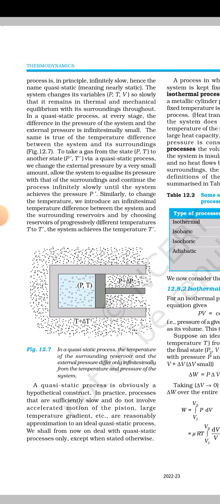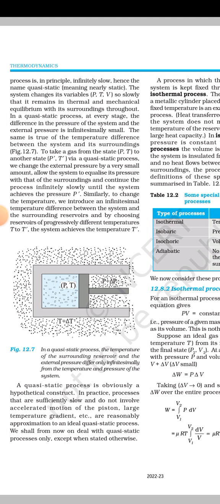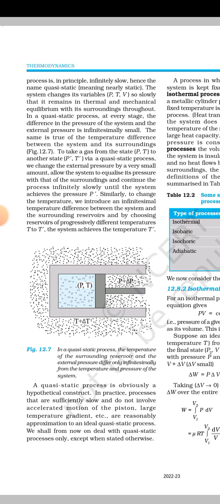To take a gas from the state P, T to another state P dash, T dash via a quasi-static process, we change the external pressure by a very small amount, allow the system to equalize its pressure with that of the surrounding, and continue the process infinitely slowly until the system achieves the pressure P dash. Similarly, to change the temperature, we introduce an infinitesimally small temperature difference between the system and the surrounding reservoir, and by choosing reservoirs of progressively different temperature from T to T dash, the system achieves the temperature. In a quasi-static process, the temperature of the surrounding reservoir and the external pressure differ only infinitesimally from the temperature and pressure of the system.